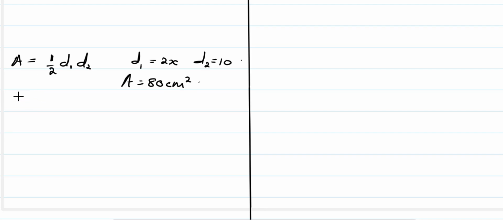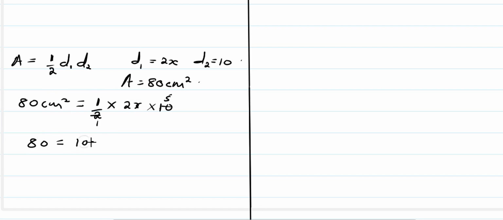So since we know the area, A, which is 8 centimeters squared now, is given by half multiplied by d1, which is 2x, multiplied then again by d2, which is 10. So from there, we can divide 2 by 2, 1, and 10 by 2, 5. So now it becomes 8 is equal to 2x multiplied by 5 multiplied by 1, it will be 10x.